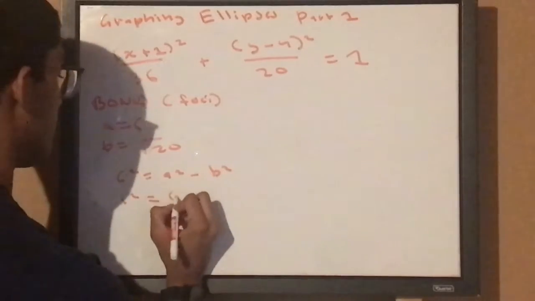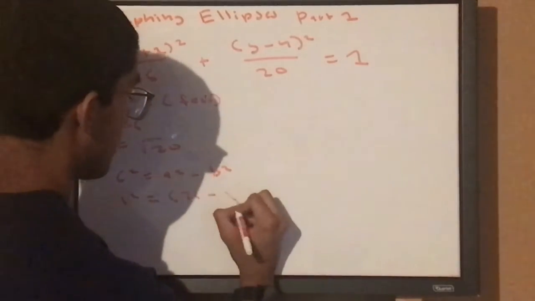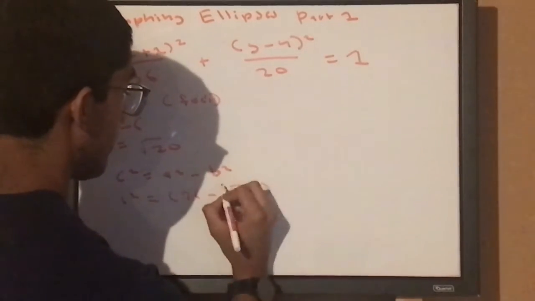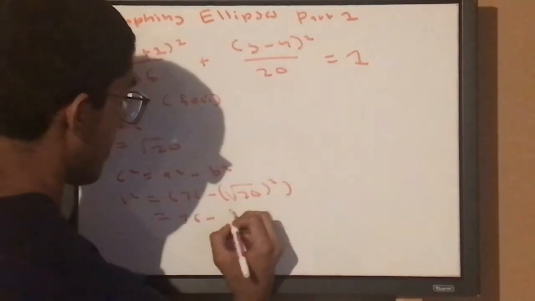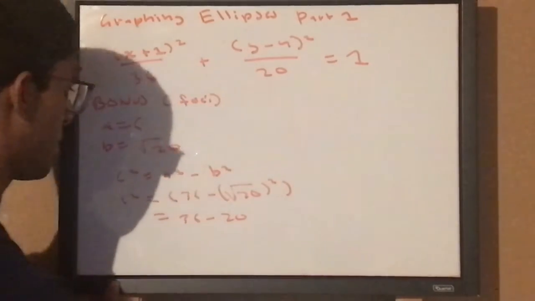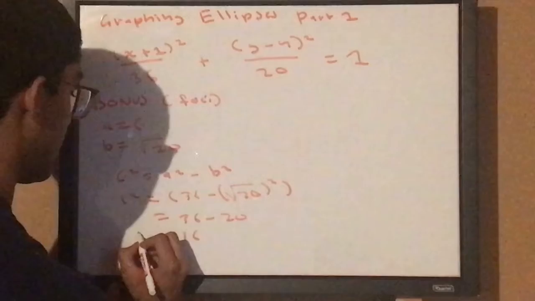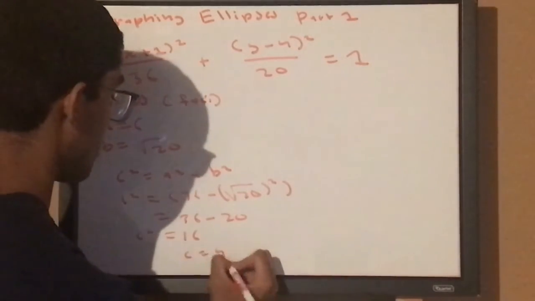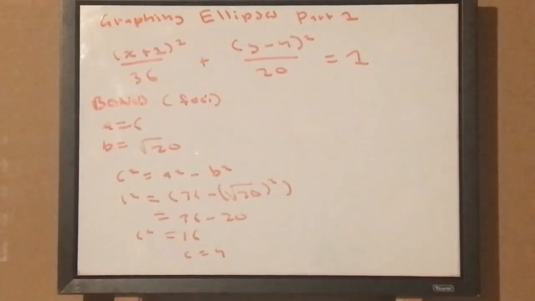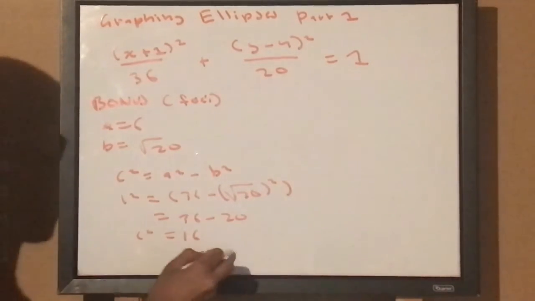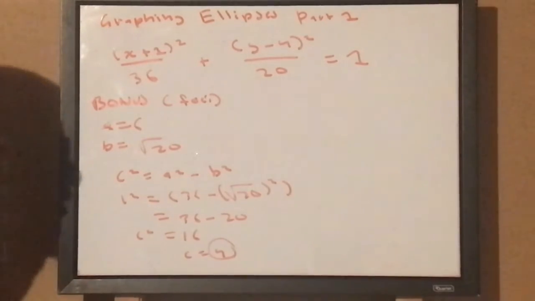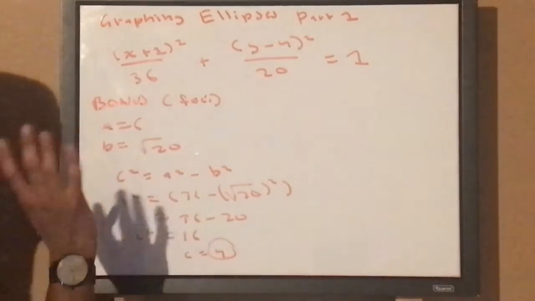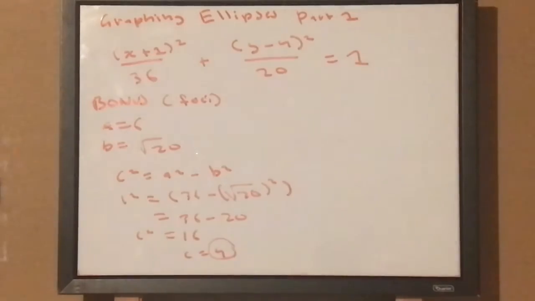C squared is equal to 36 minus root 20 squared, 36 minus 20 is 16. C squared equals 16, C is equal to 4. Therefore our foci is 4. And I will explain what we will do with that in our next video, and how we're going to graph this ellipse with all the key components we found in this video. So make sure you come back for that.